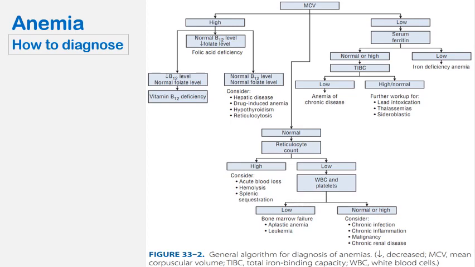The other part: if we find the mean corpuscular volume high, that means the size of the cell is large, so it is macrocytic. The most common causes of macrocytic anemia include B12 or folic acid deficiency. So we should measure B12 and folic acid.